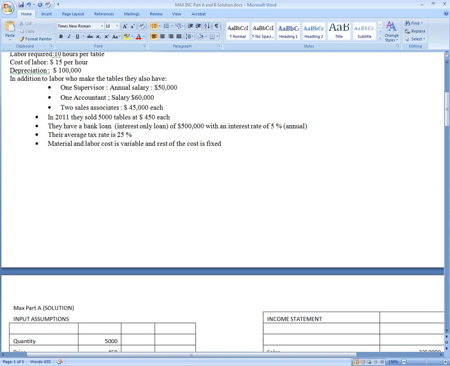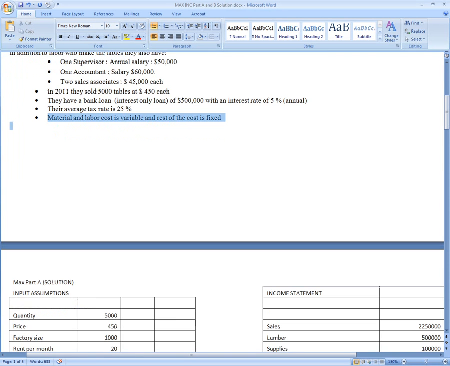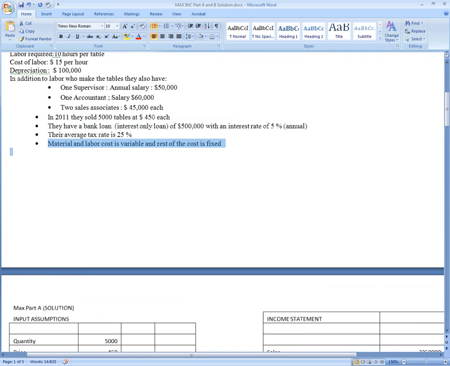And the baseline data is that in 2011 they sold 5,000 tables, and the price was $450 each. They have a bank loan, an interest-only loan, and the principal is $500, and they're paying 5% on it. The average tax rate is 25%, and assume the material and labor cost is variable, and the rest of the cost is fixed. So depreciation, the cost of supervisor, accountant, sales associates, and the interest are going to be fixed.